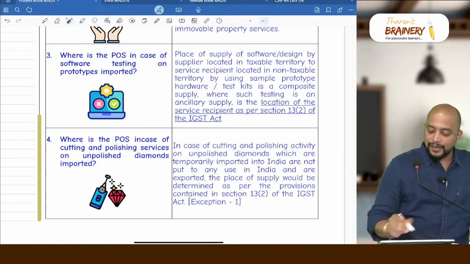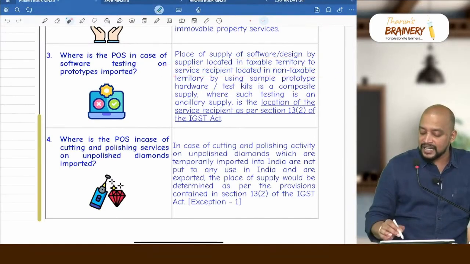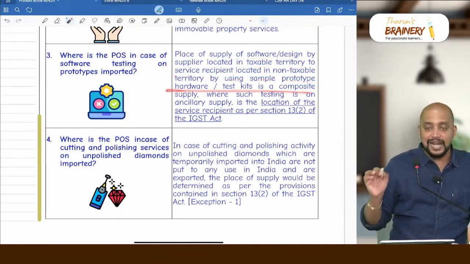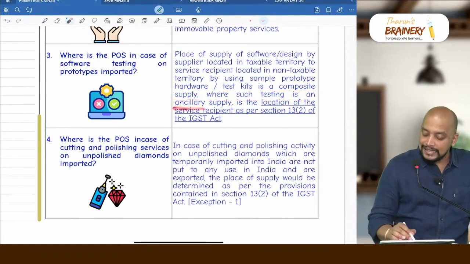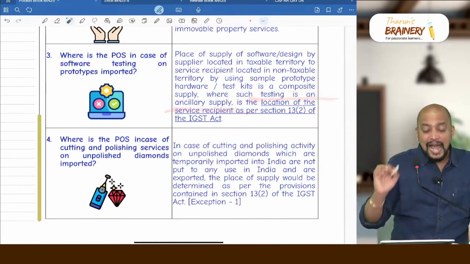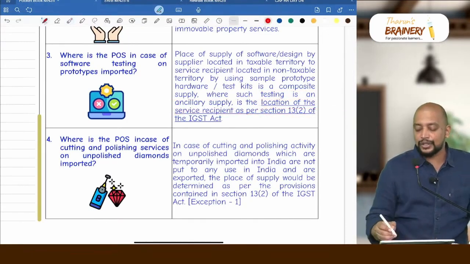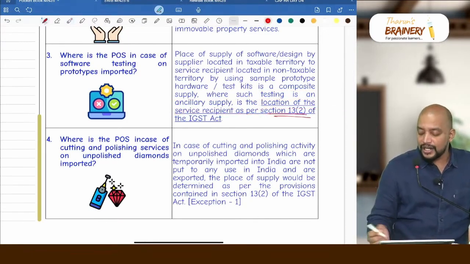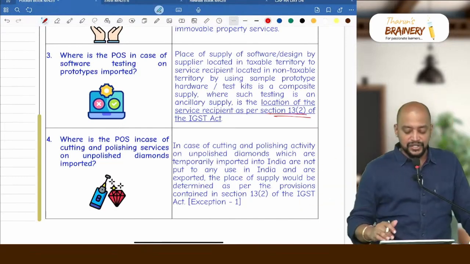The place of supply for software design by a supplier located in taxable territory to a service recipient located in non-taxable territory, by using sample prototype or hardware test kits, is a composite supply wherein such testing is an ancillary supply. Where such testing is an ancillary supply, the place of supply is the location of service recipient as per section 13(2). What is section 13(2)? General provisions. 12(2) is the general provision, 13(2) is also the general provision. So general provision will be taken as the place of supply.